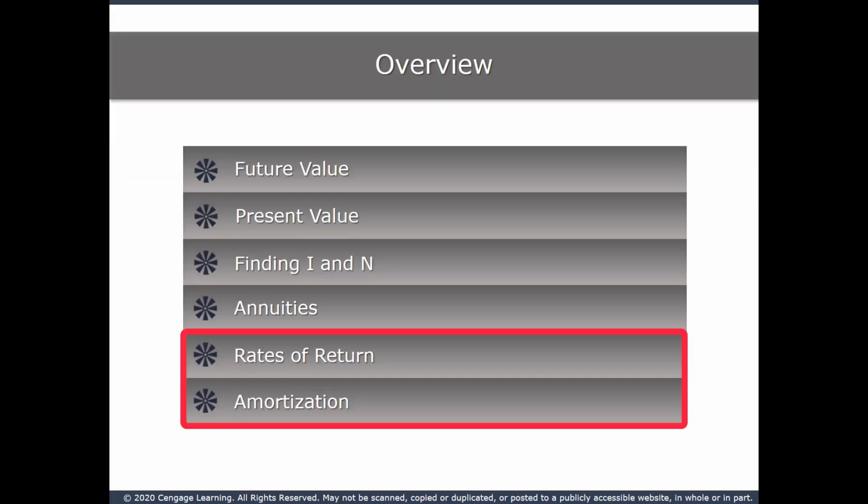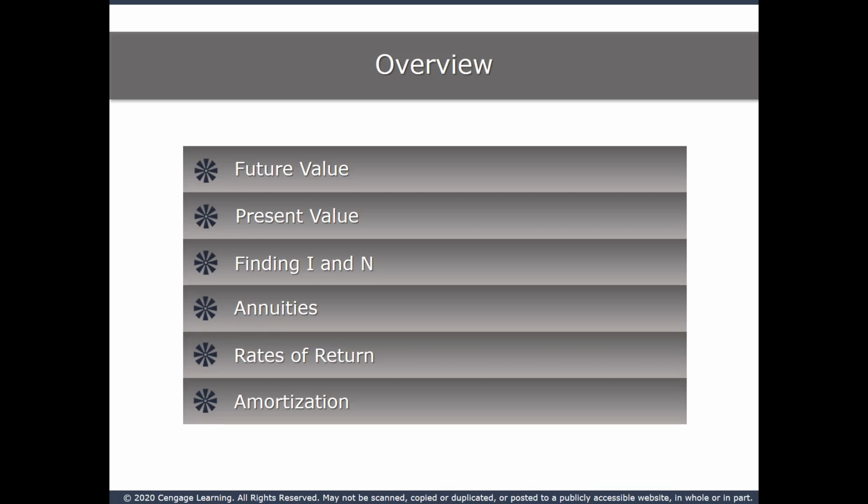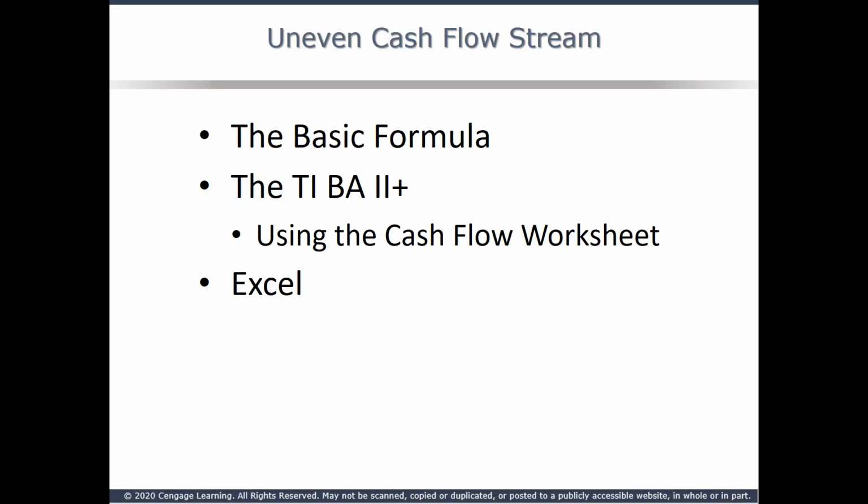In this final part of Chapter 5, we'll cover dealing with uneven cash flow streams, various formats for rates of return, and loan amortizations. We saw in Part A what an uneven cash flow stream looks like with the values placed on a timeline. We can solve uneven cash flow streams in several ways, using the basic formulas and solving more or less by hand, using the TI Business Analyst 2, using the TVM keys, or using the cash flow worksheet, or we can use Excel. We'll look at all of these methods.